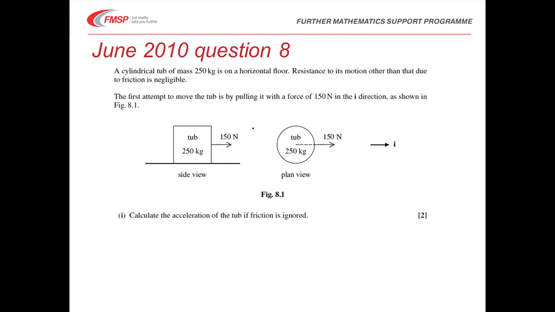So let's start with part 1. We have to calculate the acceleration of the tub if friction's ignored. Well, using Newton's laws, we can say, using F equals ma, that 150 newtons in the direction of I will be equal to the mass, 250, times the acceleration. And therefore, the acceleration must be 0.6 meters per second squared in the I direction.